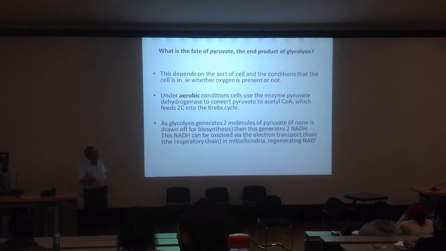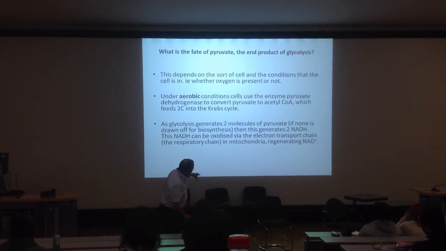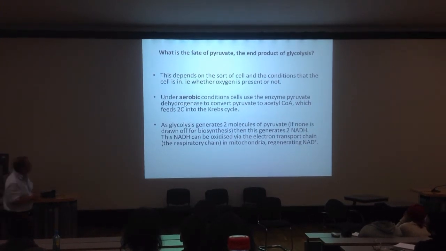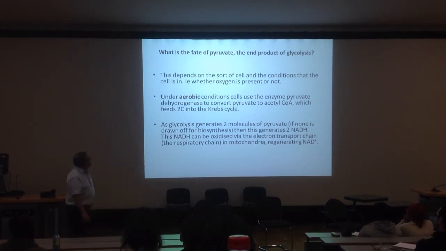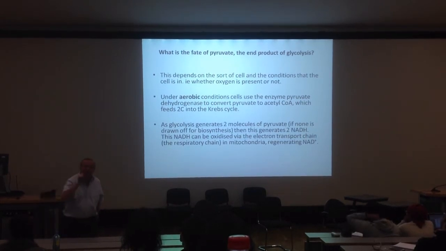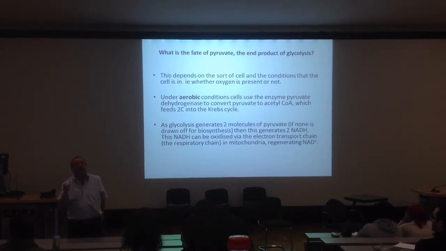But what happens to pyruvate, that end product of glycolysis? We said here was our pyruvate. We've got 2 molecules of it. What happens to that pyruvate? It depends on the conditions in the cell. It depends whether oxygen is present or not. Under aerobic conditions, so when oxygen is present, the enzyme pyruvate dehydrogenase. What's a dehydrogenase? Clue in the name. It removes hydrogen. And if you've got a hydrogen, H, what have you really got? What's that made of? A proton and an electron.